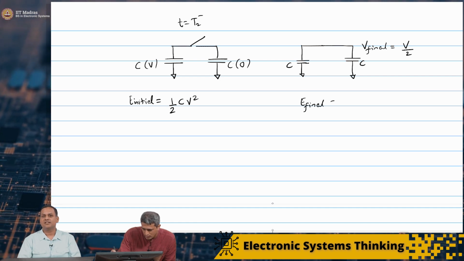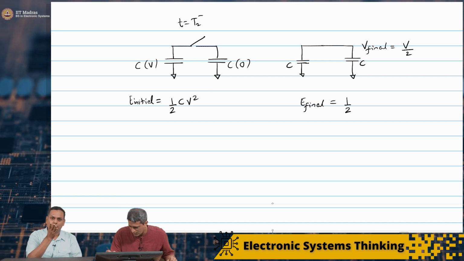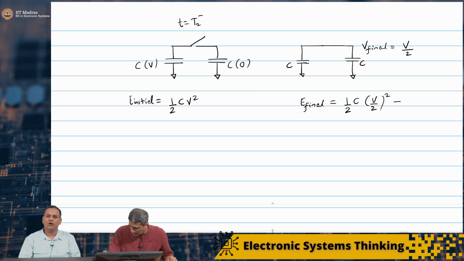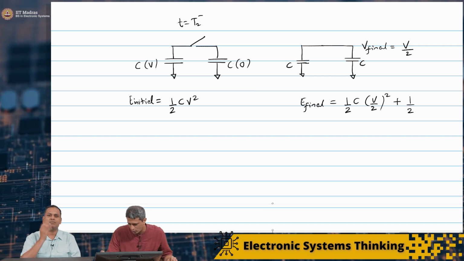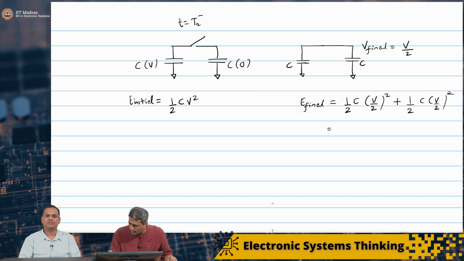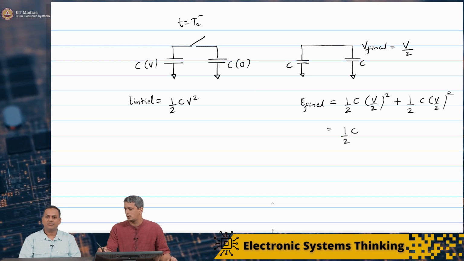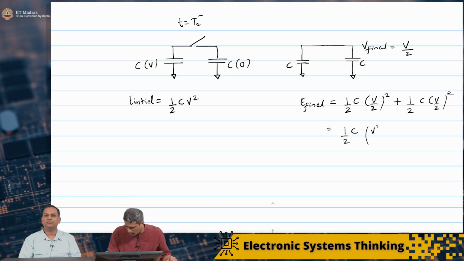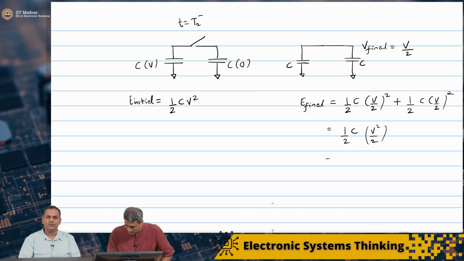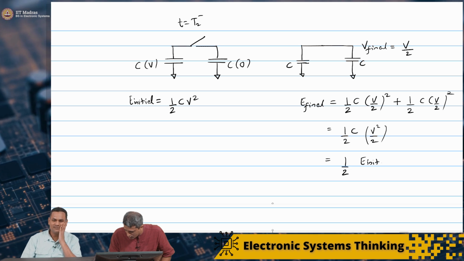E final is half C into (V by 2) the whole squared on C1, and C2 also has the same, half C into (V by 2) the whole squared. So this is half C, V squared by 4 plus V squared by 4, so V squared by 2. So it is 1/4 C V squared, or simply half of the initial energy.